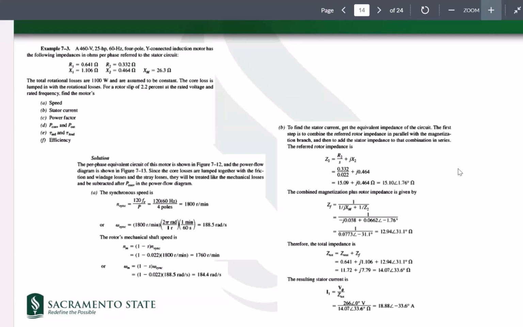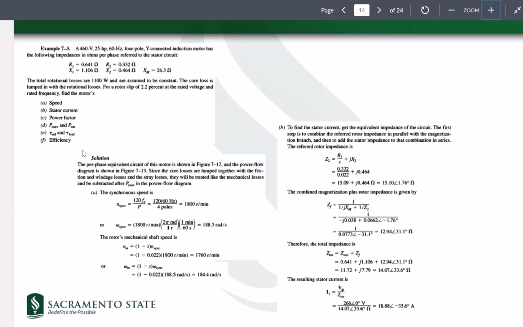Well, it says that the core loss is lumped in with the rotational losses. So it includes basically whatever the core losses are. That is part of this 1100 watts. For a rotor slip of 2.2% at the rated voltage and rated frequency, we want to find out speed, stator current, power factor, P converted, P out, tau induced, tau load, and efficiency. Okay.